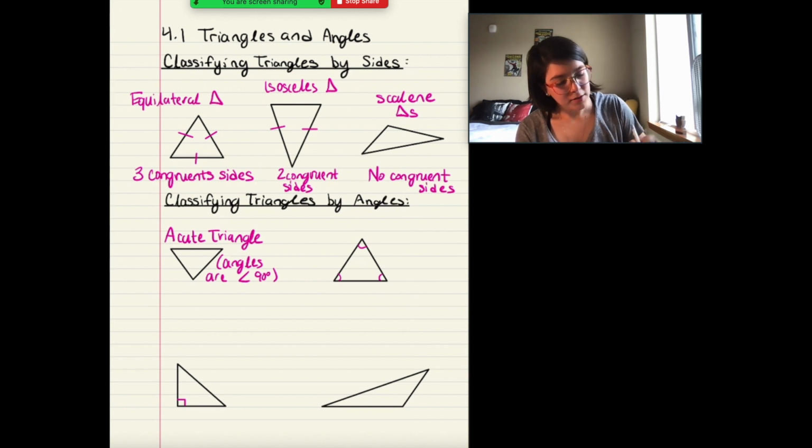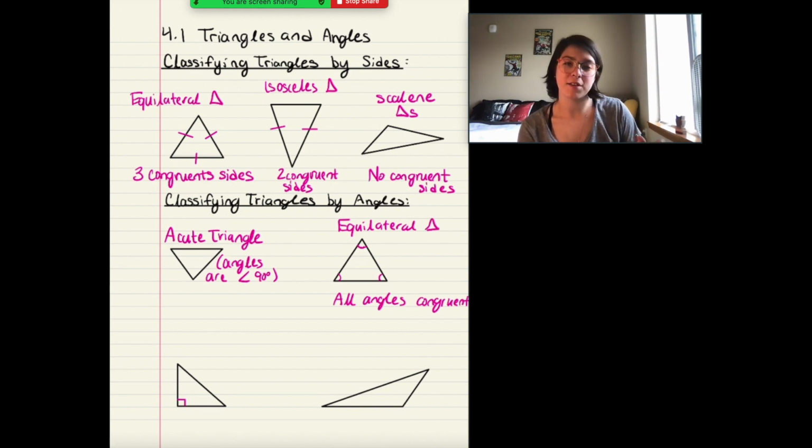The second triangle, you can see that because of these little pink marks, that tells us that all our angles are congruent. All angles congruent. So that means, again, we have an equilateral triangle. So we can tell a triangle is equilateral whether it has 3 equal sides or 3 equal angles. Either way, we'll know it's equilateral.